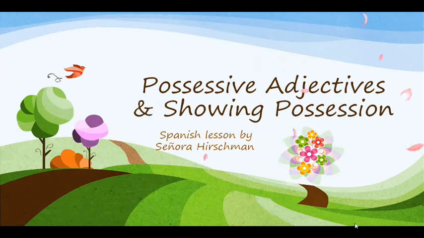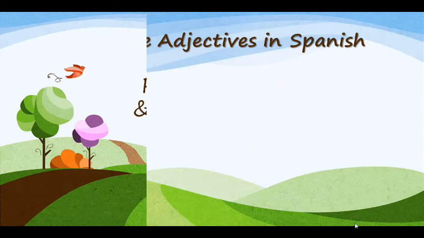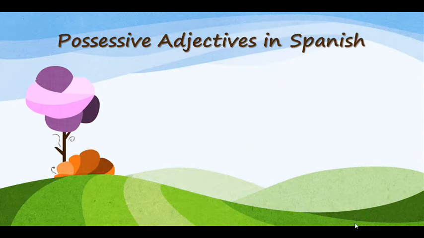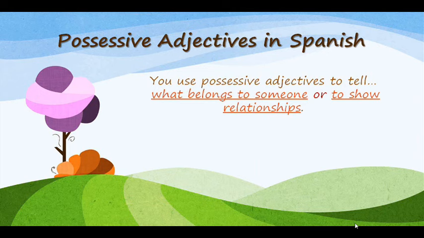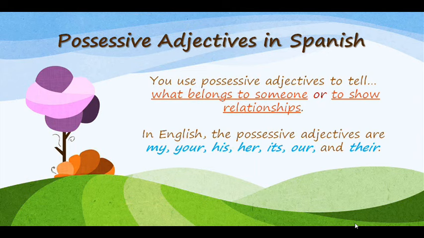Hola! This lesson is going to be on how to show possession and to use possessive adjectives. So what are possessive adjectives? You use possessive adjectives to tell what belongs to someone or to show a relationship. In English, the possessive adjectives are my, your, his, her, its, our, and their.